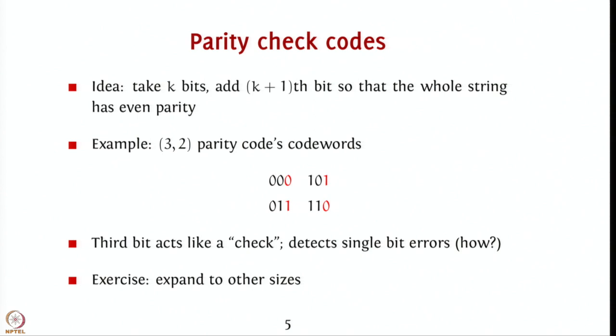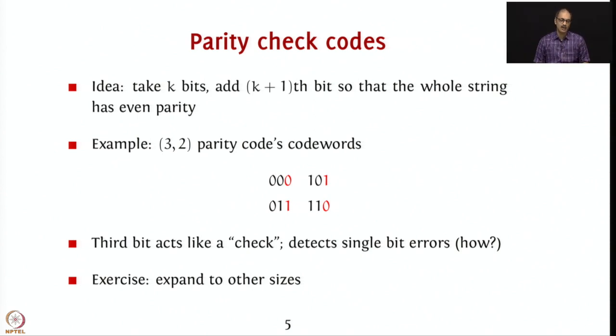That's how we discussed. And if you want to expand to other sizes, it is very easy to expand to various other sizes. For example, you can do a 5-4. Take 4 bits, 0000, 0001, 0101, 0100 and so on. Now, the last bit always is going to give you a parity.